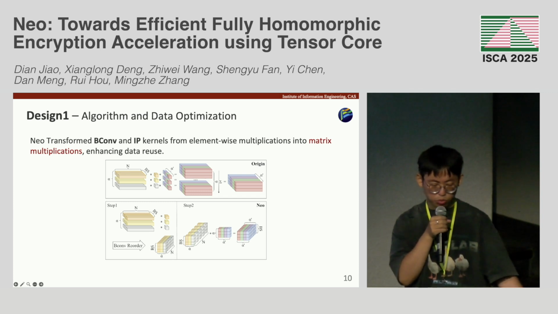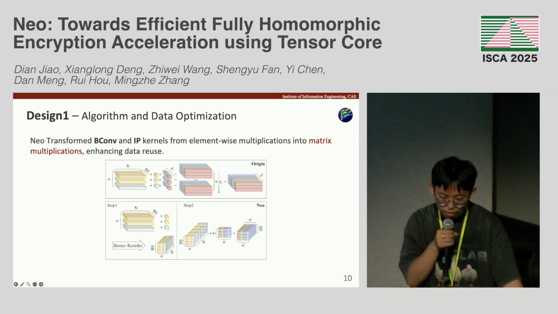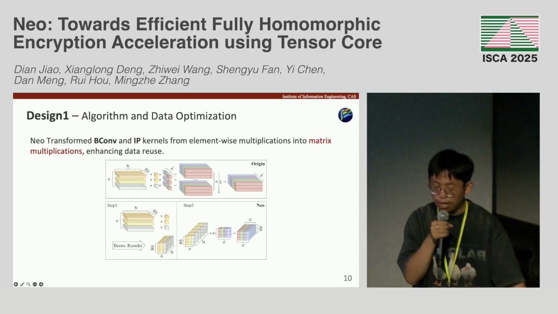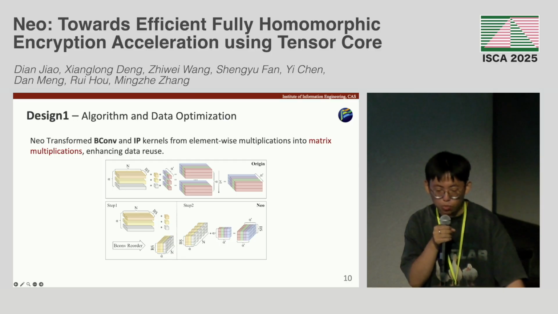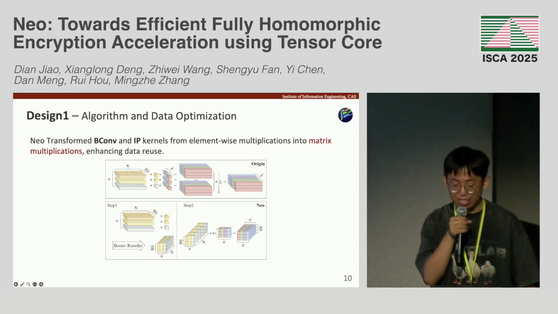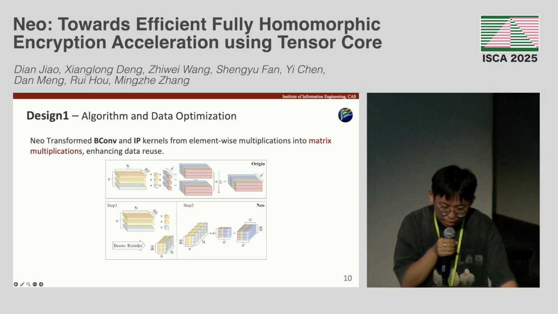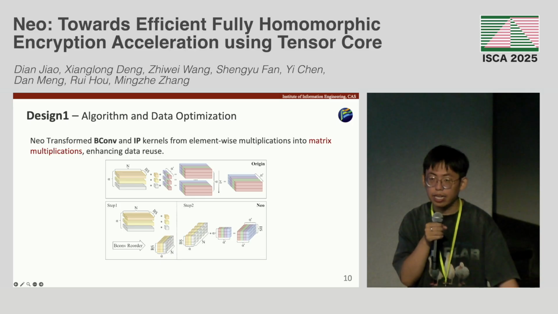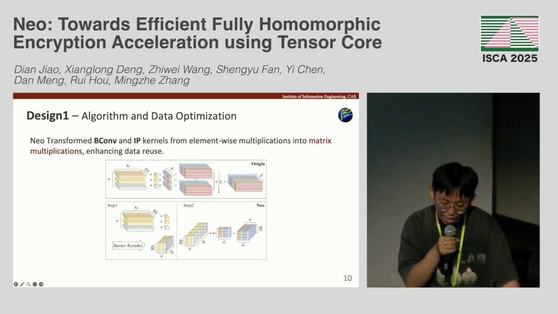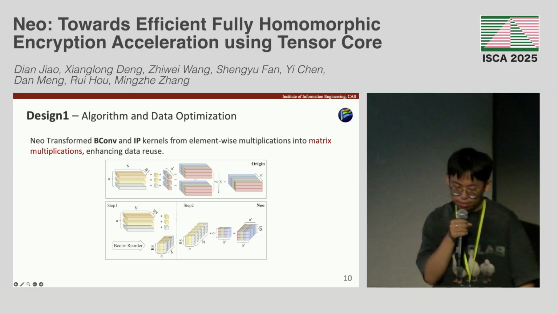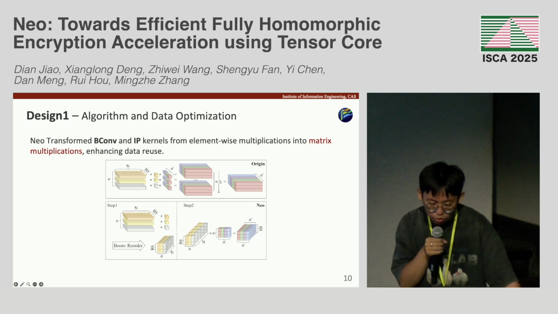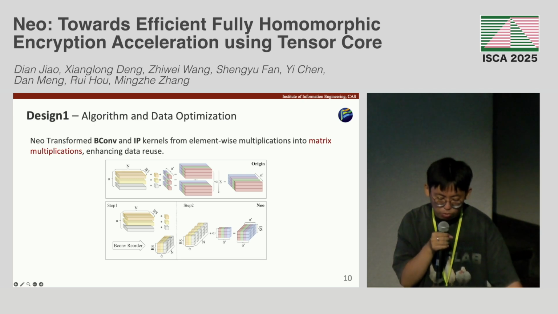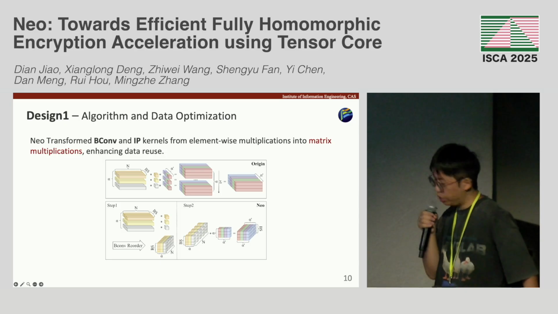Let me now introduce one of the key designs in NEO, algorithm and data optimization. The original approach of base conversion and inner product kernels used element-wise multiplication, which led to redundant data access. Take base conversion, for instance. Each polynomial must be multiplied by alpha prime conversion factors with no data reuse. We have restructured the computation by transforming it into matrix multiplication.